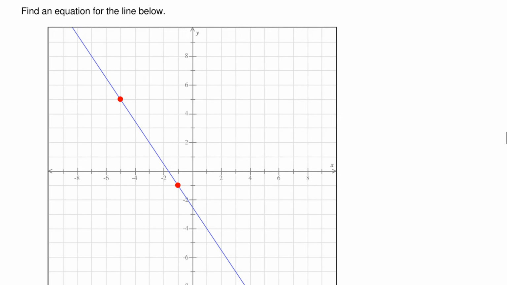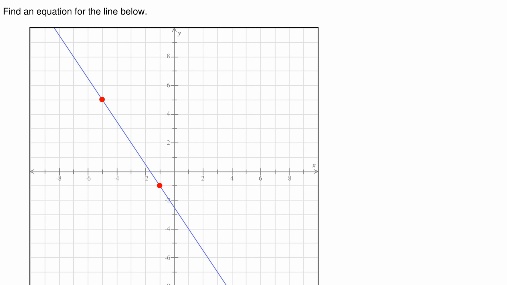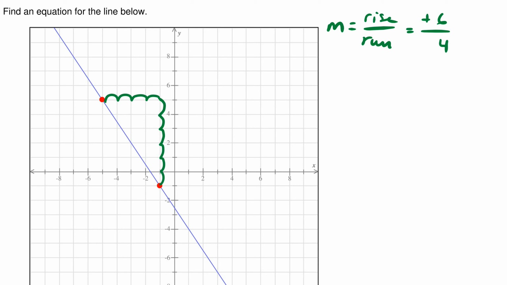Find an equation of the line below. So first, to write an equation, we need to know the slope of the line. What is m? So we're going to count how many rise and run. So you go up 1, 2, 3, 4, 5, 6. You rise up 6, which is positive. And you run 1, 2, 3, 4. You run 4. But since you go to the left, it's going to be negative. Then we can reduce this by 2. That will give you negative 3 over 2.